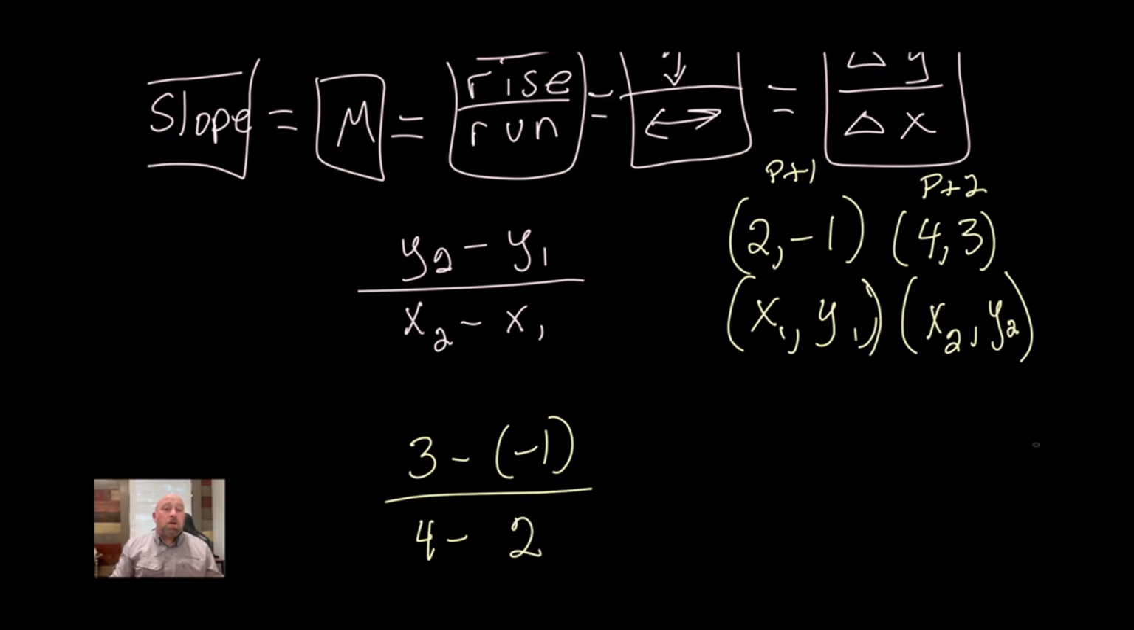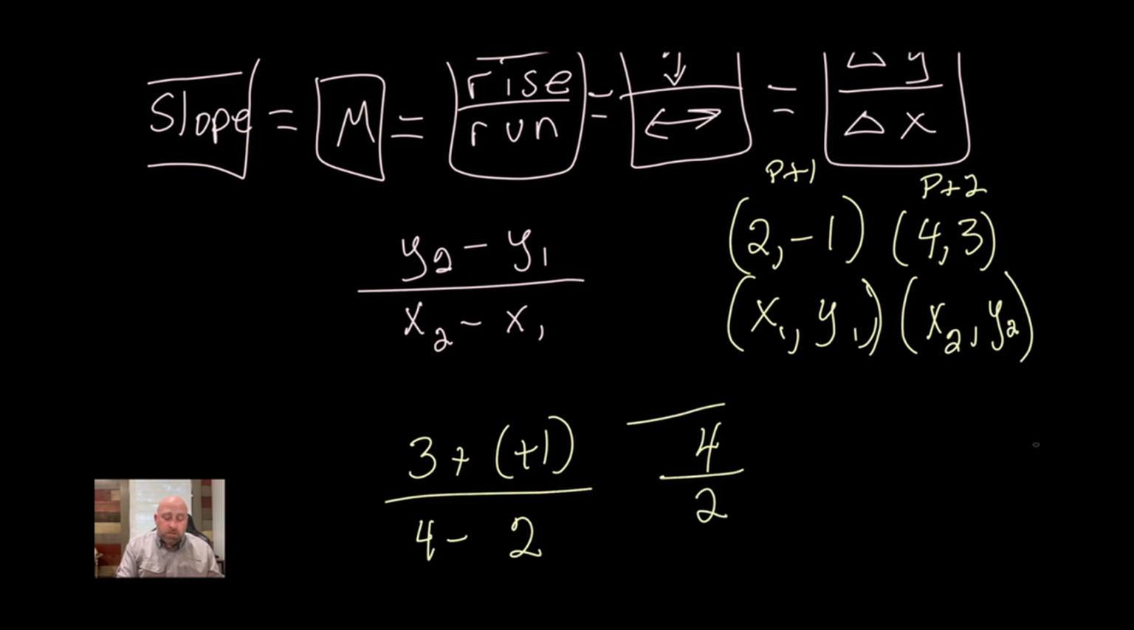All right, now I can go ahead and do my math. So 3 minus negative 1. You have to go back to your rules of addition and subtraction of positive and negative numbers. The way that we do that is we change the sign of the second and add. Okay, that's an easy problem now. 3 plus 1 equals 4 over 4 minus 2 is 2.